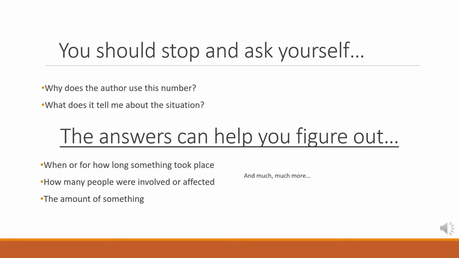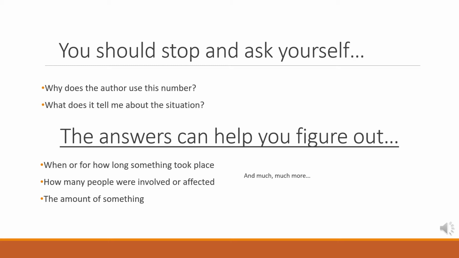After reading a number, you need to stop and ask yourself a question. Why does the author use this number? And what does this number tell me about the situation? If the author gives you two different dates, you might want to figure out how many years have passed between the two, or if some event took place in the past.